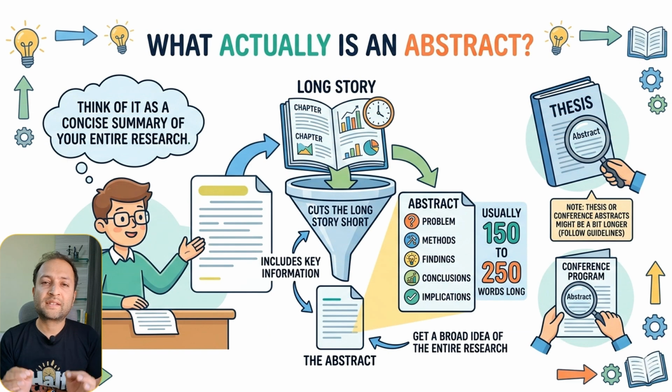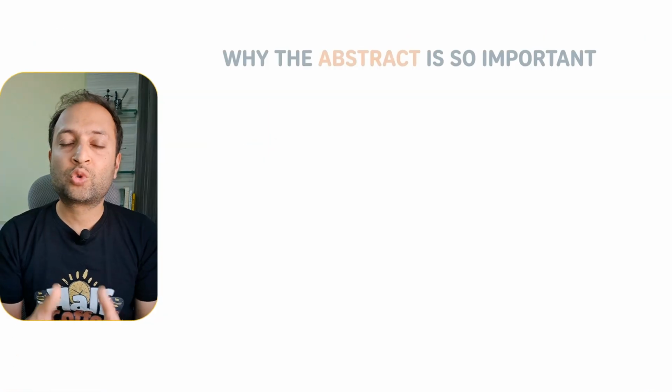So, what actually is an abstract? Think of it as a concise summary of your entire research, usually between 150 to 250 words long. Its job is to cut the long story short and include the key information of the entire research so that you get a broad idea of the entire study. Now, if you are writing a conference abstract or a thesis abstract, it might be a bit longer depending upon the guidelines.